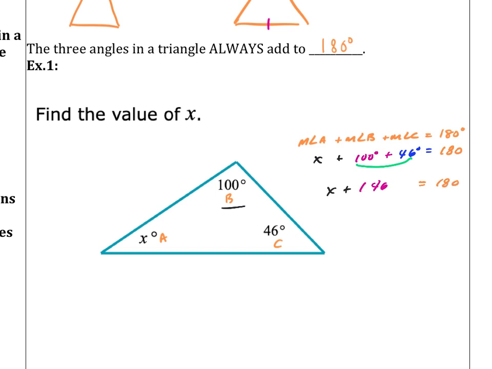And then, of course, you know how to solve, so go ahead and solve that. You're going to subtract 146 from both sides. You're going to get that x equals 34 degrees. Of course, you check this with your calculator, right? Okay, so x equals 34 degrees. And you can always check by just adding these again to see if they all add up to 180 degrees.